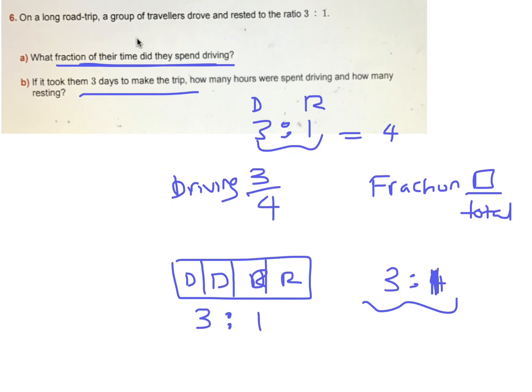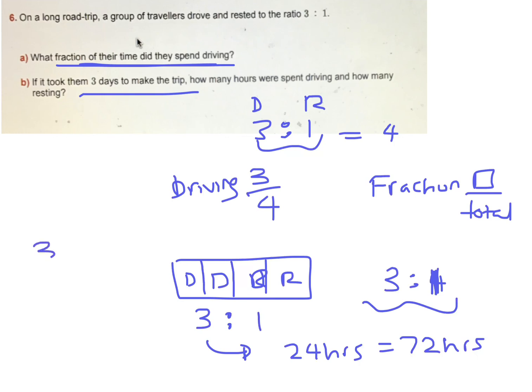So we're talking about a group of travellers who drove and rested in the ratio. What is the fraction they spend driving? If it took 3 days to make the trip, how many hours did they spend driving? Okay. That's a lot of driving. Are they talking there's 24 hours in a day? So 24 times 3 days would be 72 hours altogether.